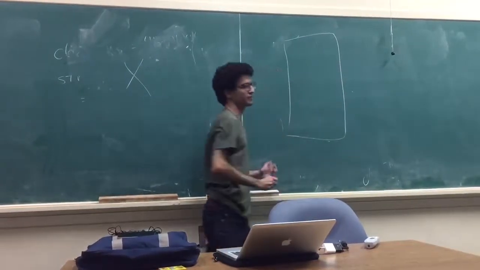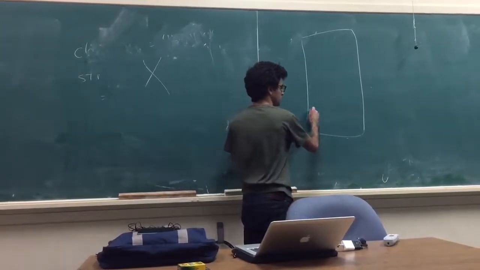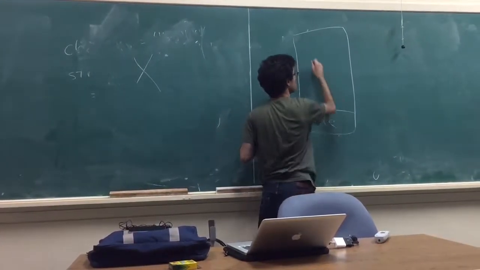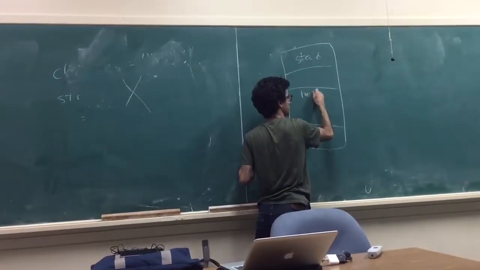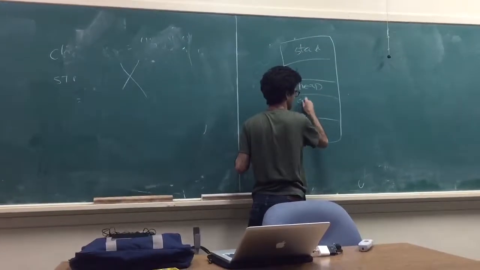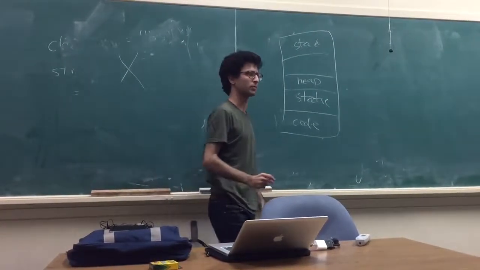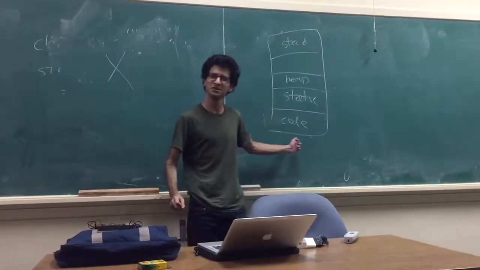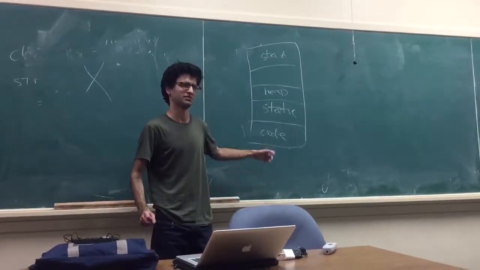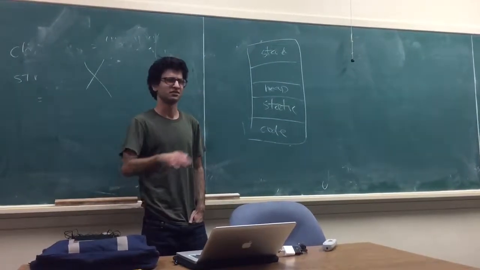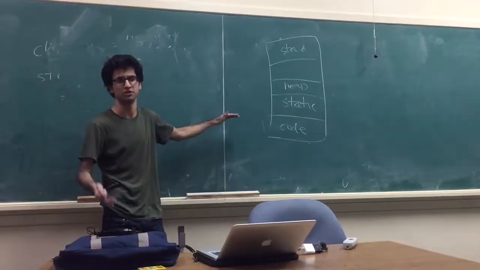Memory layout. What are the regions of memory? Code, stack, heap. What else? Static. Beautiful. What goes in code? Does code go in code? If I write int main, does int main go in code? It's the compiled machine code, the byte code, right? The result of the assembling process you've learned goes into code.